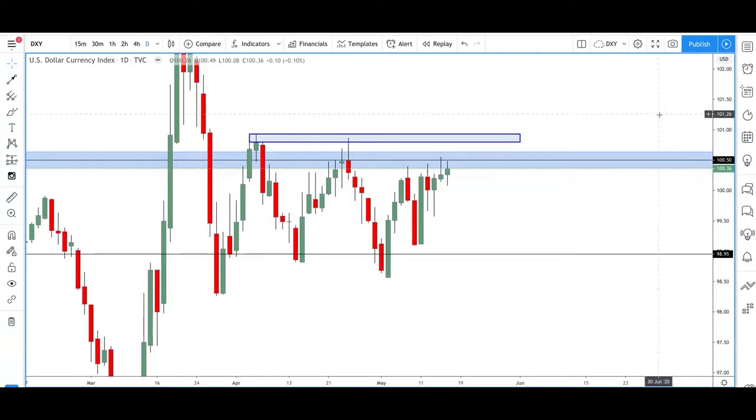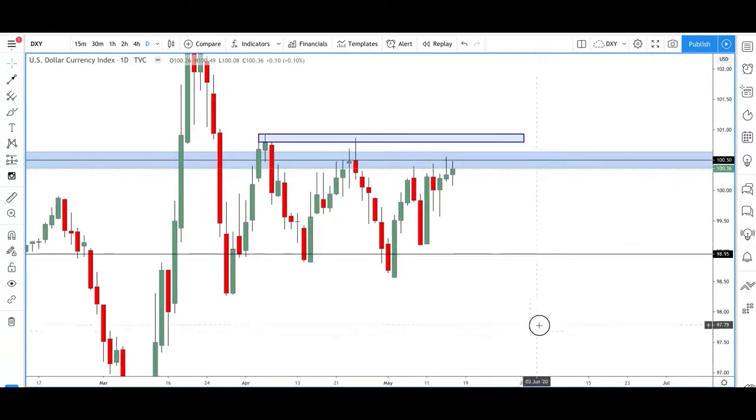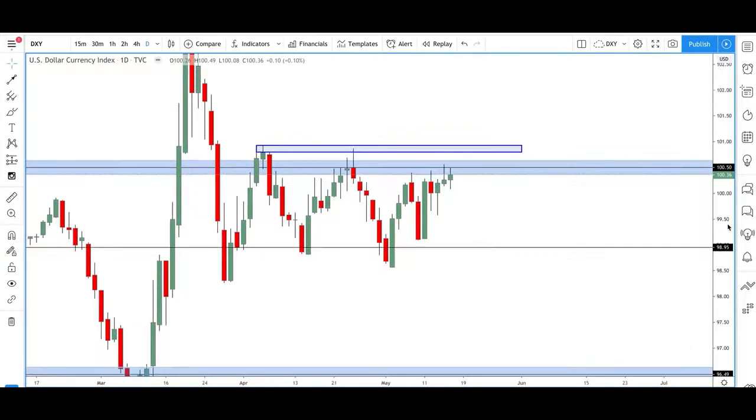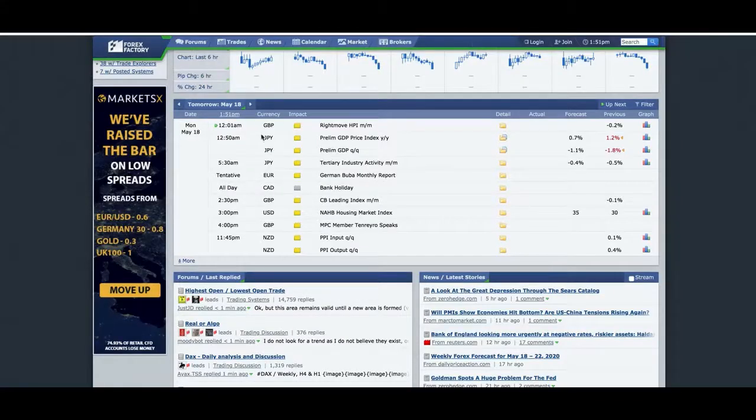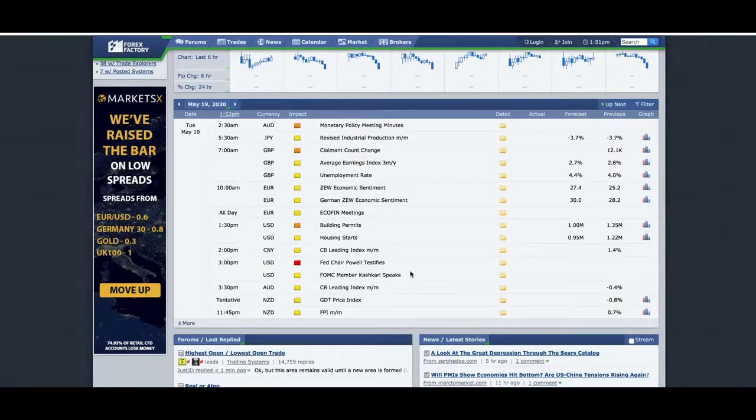So I'm going to go over this in quite detail on the US dollar and give you what we could be seeing. So as usual, just start off quickly with the fundamentals. Nothing really on Monday, bank holiday in Canada. Tuesday's fairly quiet. So the head of the Fed is speaking at 3 p.m. UK time.